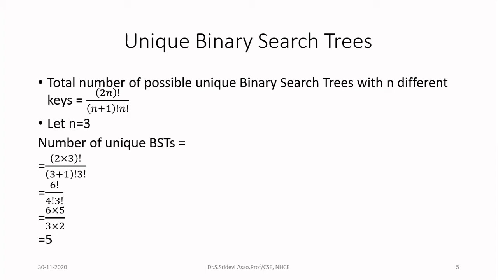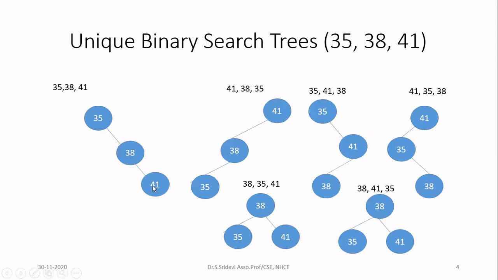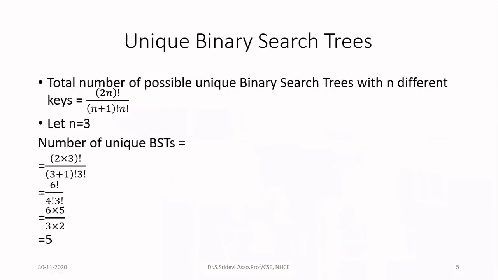Now, in the previous case we have 5 different unique binary search trees. But which one is having the least height? If you consider here, all the 4 trees listed on the top have a height of 2. Height is nothing but the length of the longest path from root to leaf. So the first 4 have a height of 2, whereas the last 2 have a height of 1. So we need to minimize the height. Now, let us see how to minimize the height.